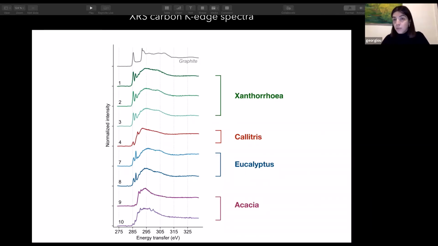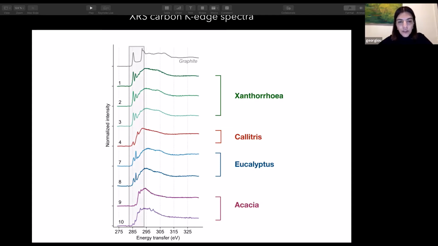So this time we went to the 6-2 beamline at SSRL, and we collected high resolution, high energy resolution XRS carbon K-edge spectra. We collected that for different samples coming from different genera: Xanthorrhoea, Callitris, Eucalyptus, and Acacia. And you can see the different chemical fingerprints that XRS gives. The resolution is really comparable with soft X-ray absorption techniques. We obtained 0.3 eV resolution.